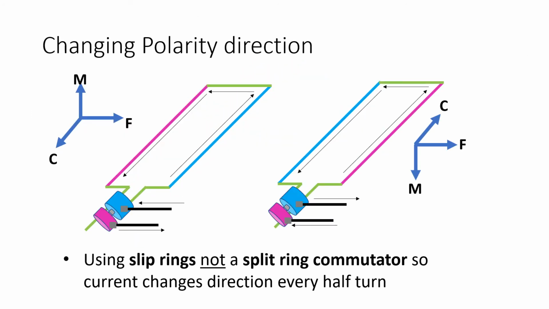So what we've got here is two snapshots of the rotating coil, and we're going to have a look using Fleming's left-hand rule to see what's going on. I've also color coded each of the slip rings so you can match the slip ring with the relative side of the coil that it's attached to, blue to blue and pink to pink. Now if you look at the left picture, you can see that the pink is on the left hand side of the coil and the blue is on the right hand side of the coil.